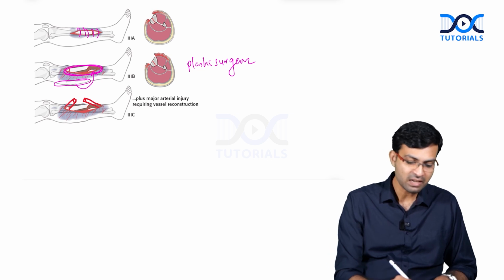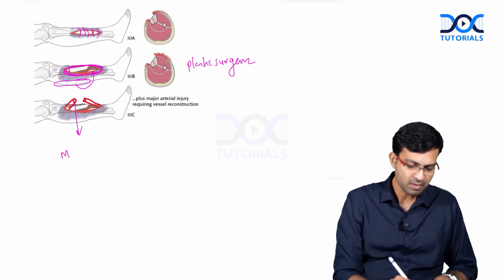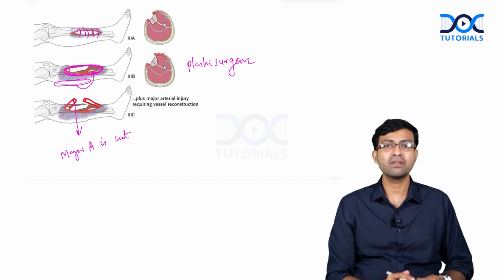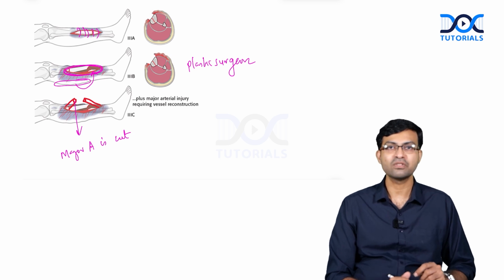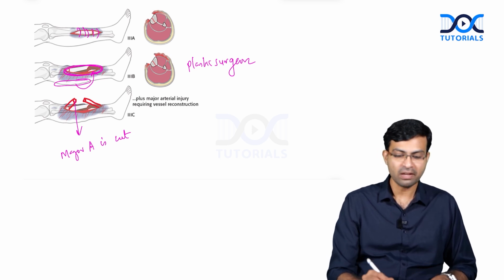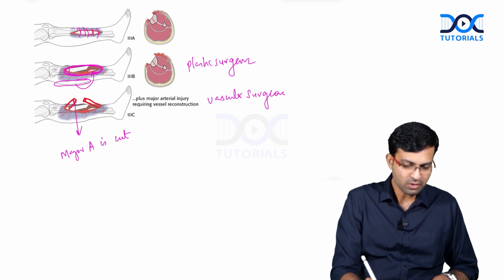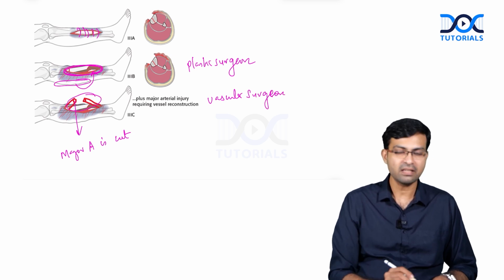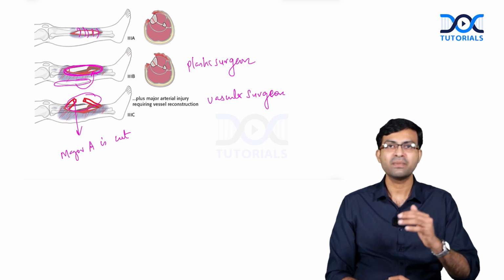Type 3C is where a major blood vessel is injured. Major artery is cut. And what will happen if a major artery is cut? The limb is going to go in for gangrene, isn't it? So you have to save the limb. So you'll have to call a vascular surgeon. And the vascular surgeon is to come and repair the vessel. So this is how you classify type 3 fractures, A, B and C.